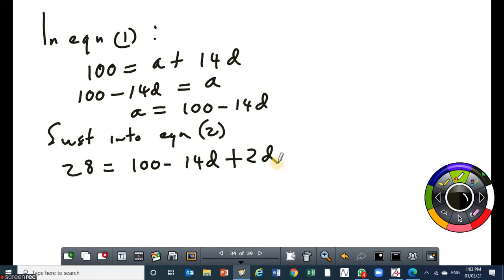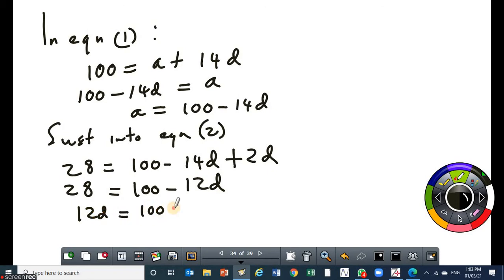Are you following? If you want, you can also use the elimination method to solve those two simultaneous equations, but I prefer substitution. So this becomes 28 is equal to 100 minus 12D. Then I'm going to take the minus 12D to the left. If I do that, I'll get 12D equal to 100 minus 28, and I'll get 72 on the right, and I'll have 12D on the left. So if I solve that, I'll get D equal to 6.